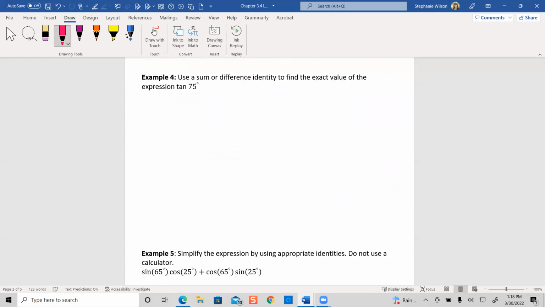All right, the next one says use a sum or difference identity to find the exact value of the expression tangent 75 degrees. All right, so when I go to the unit circle, I'm going to let alpha be 30 degrees, and I'm going to let beta be 45 degrees. Okay, now that we use the identity of it, let's plug in.